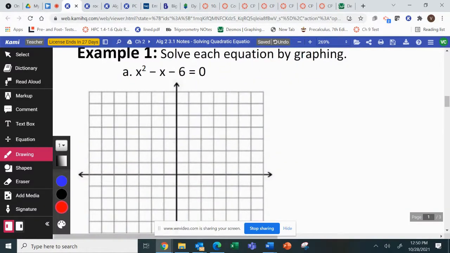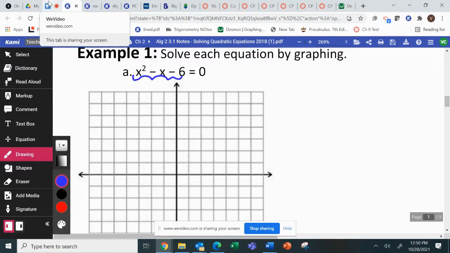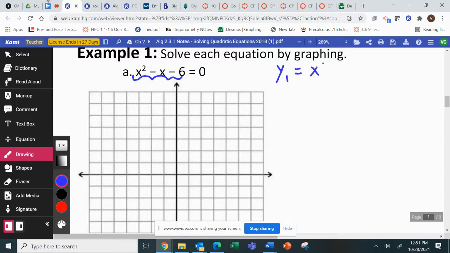So we're going to solve this equation by graphing. Right now it is not a function. It is not a y equals. So I'm going to manipulate this so that we have a y equals. I'm going to say that this part right here is going to be y1 equals x squared minus x minus 6. And then the other side of the equation is going to be a second y, y2 equals 0.